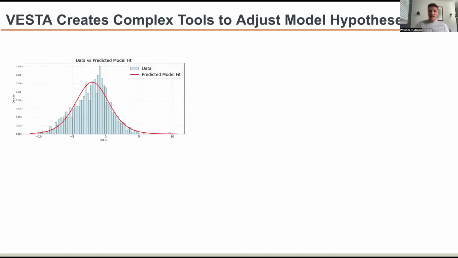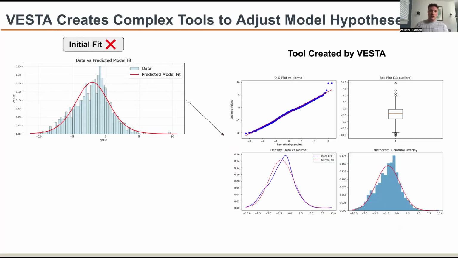The tools that VESTA creates are often very complex and tailored for a specific input. Here, we see an example of an initial proposal from VESTA before any iteration or any tool calling. The VLM critic recognizes that the current proposed model doesn't fully fit the data, and in response, it creates a four-panel tool that each test different hypotheses.